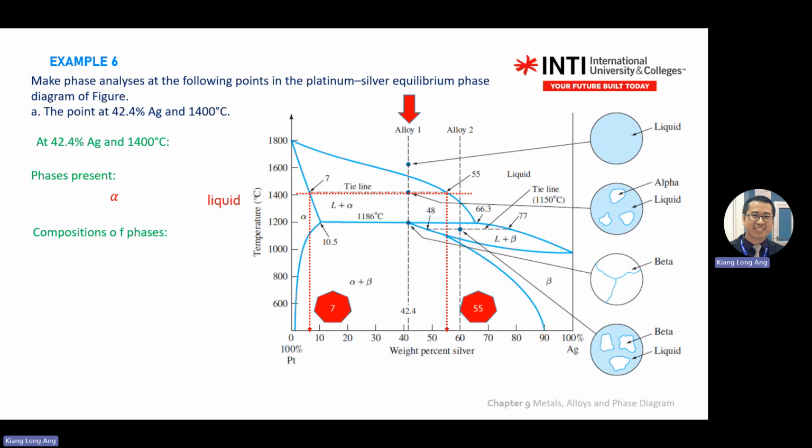Then you need to calculate the composition of the phases. So again, you calculate composition of phases by using the lever rule. So this is the total length. From the point at 7 to this dot here, you calculate the percentage of liquid or solid. This line compared to the total length.